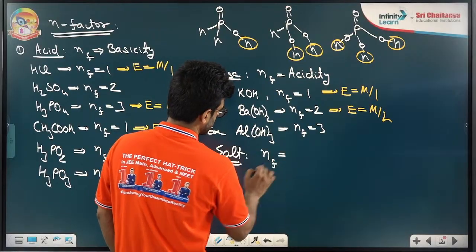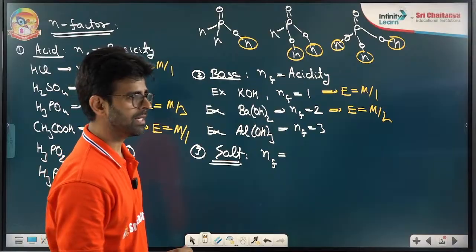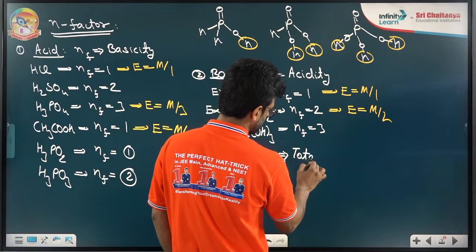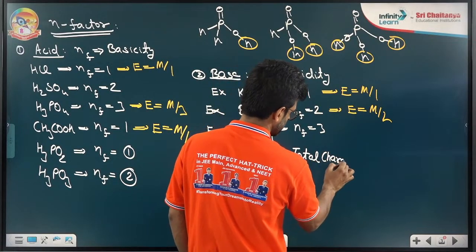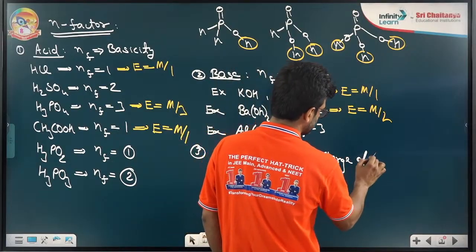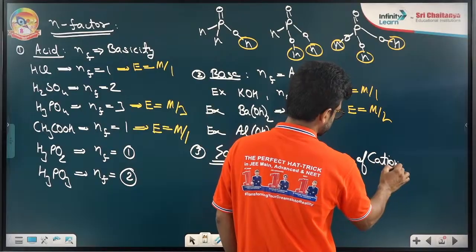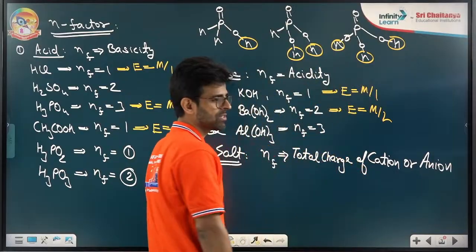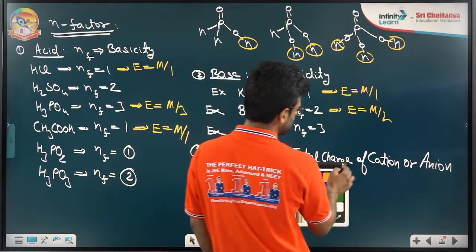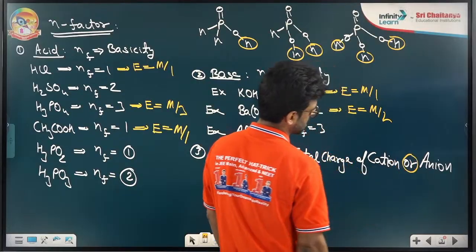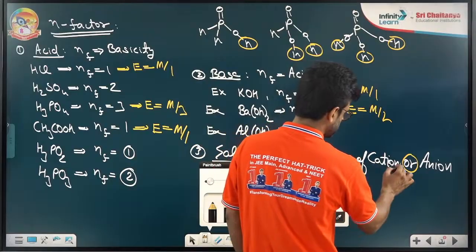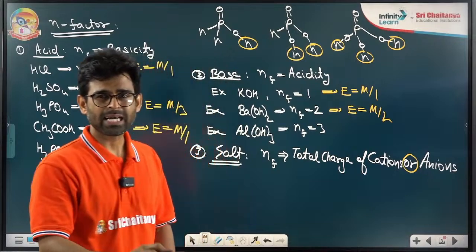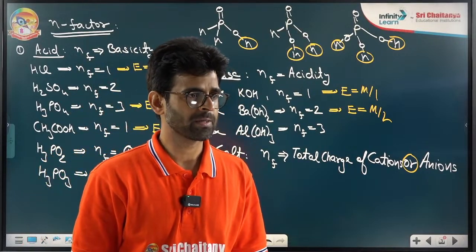So what is the n factor for a salt? The n factor for a salt is the total charge of the cation or anion. Be careful, it is or. You have to count the total charge on the cations or anions, you can say. Whatever cation is there in the molecule, you have to take the total charge.